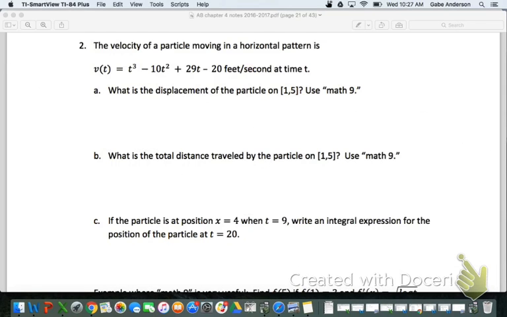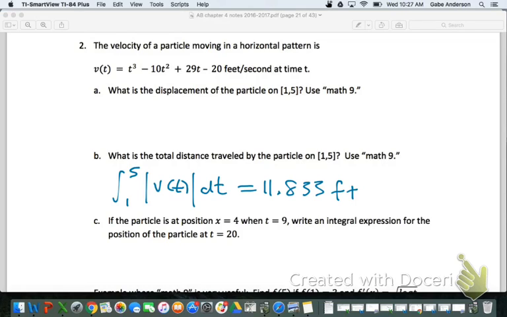Okay, so as far as what you need to write down, I just want to reemphasize this to you. You'd want to write down the definite integral from 1 to 5 of the absolute value of v of t, dt, is equal to 11.833 feet. At that point, you have written down what you intend to do, you've shown the concept, you get that. Use the calculator to evaluate that, full credit, right? Can displacement be negative? Yes. But distance will always be non-negative. It could be 0, but it'll either be 0 or positive.